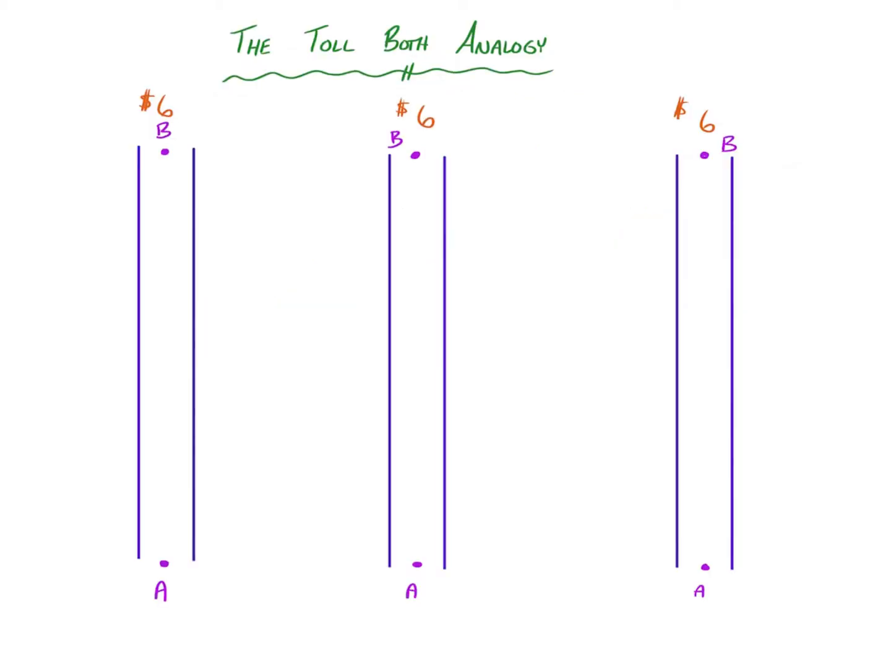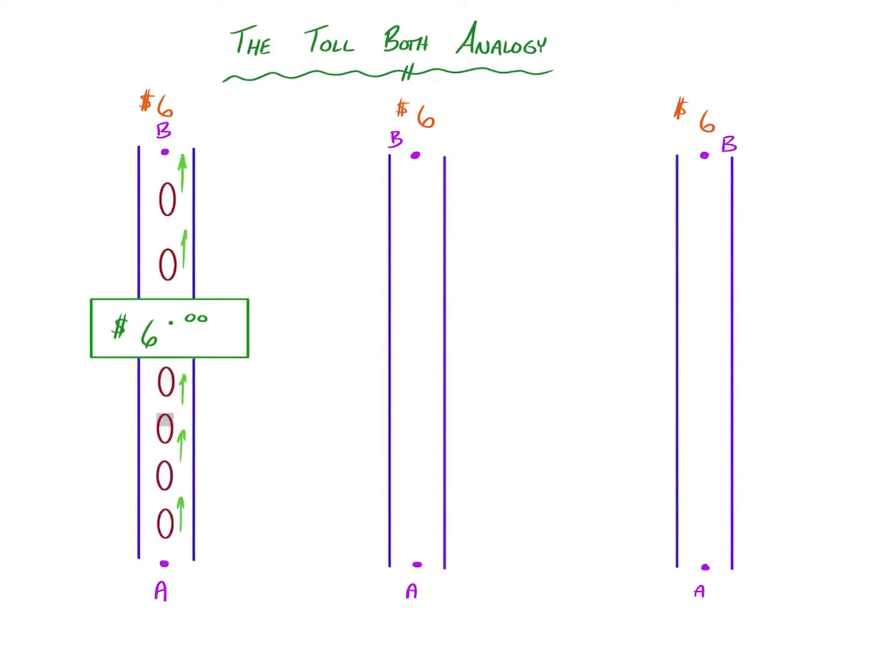I like to represent circuits with what I call the toll booth analogy. So imagine we have three different roadways, and to get from point A to B, we want to collect a $6 toll. So anytime a car passes down this roadway from A to B, we'd like to make $6. Well, we have a few things we could do here. We could place one toll booth and charge $6. So that means we're going to have some cars approaching, they pay the $6, and then they leave.